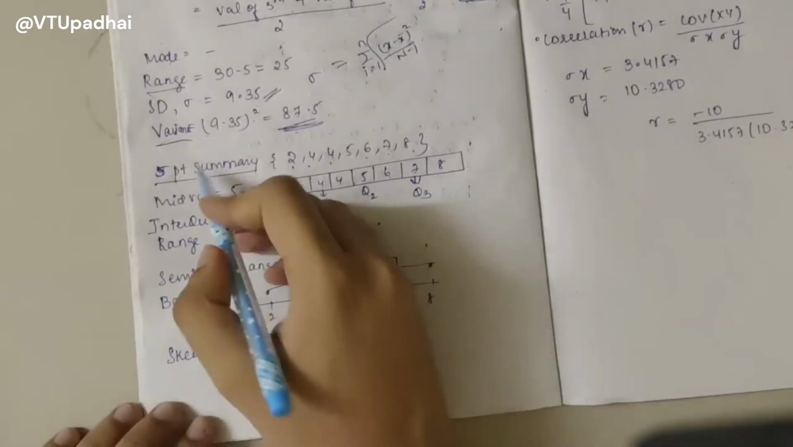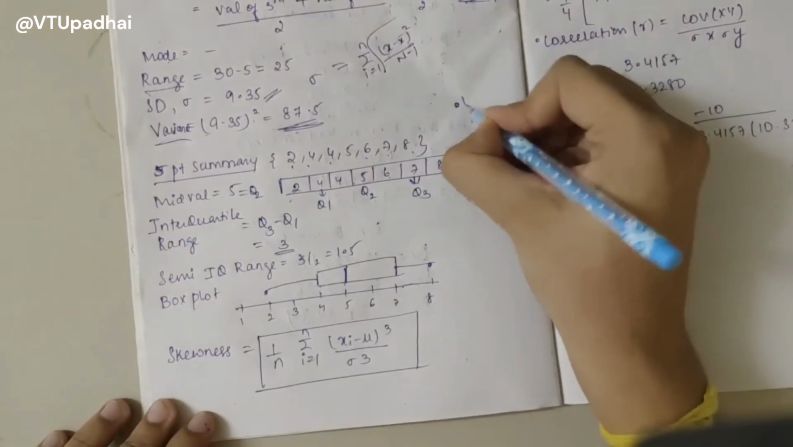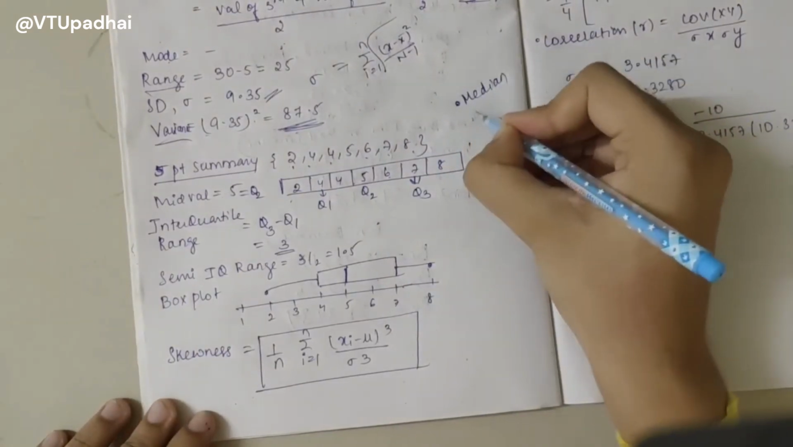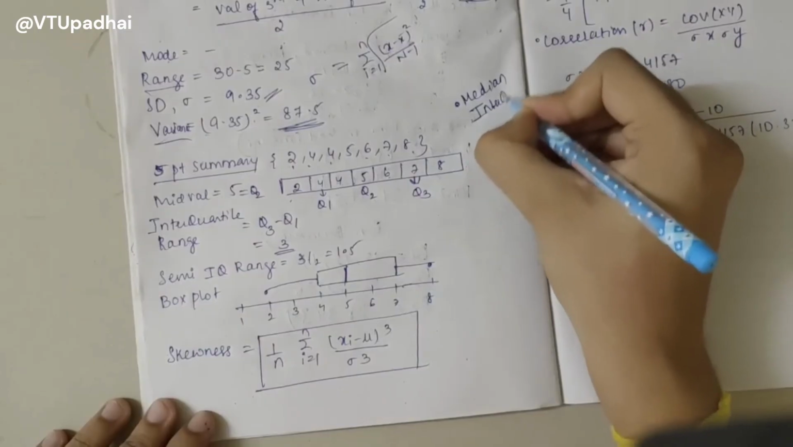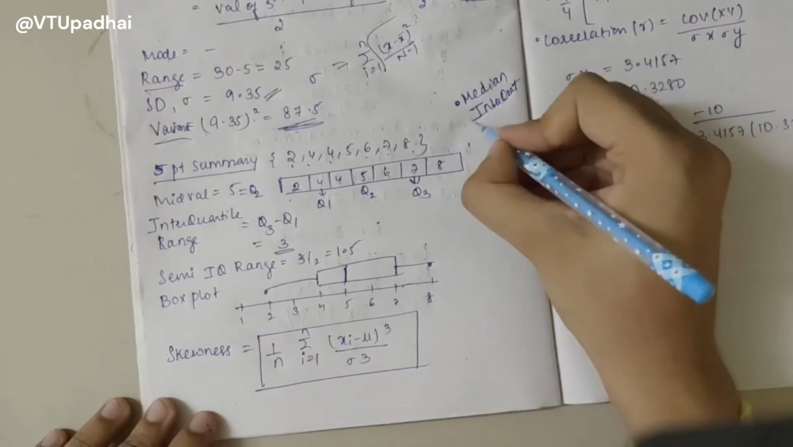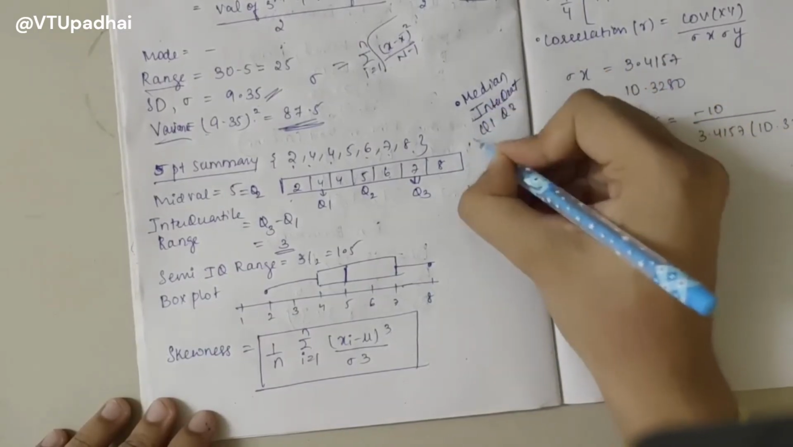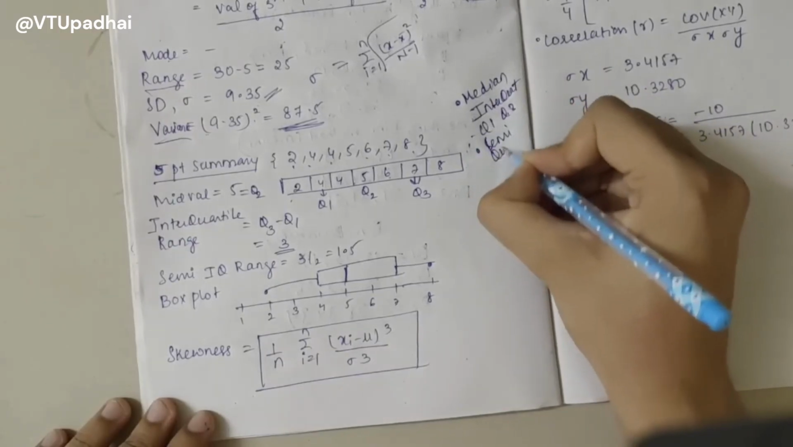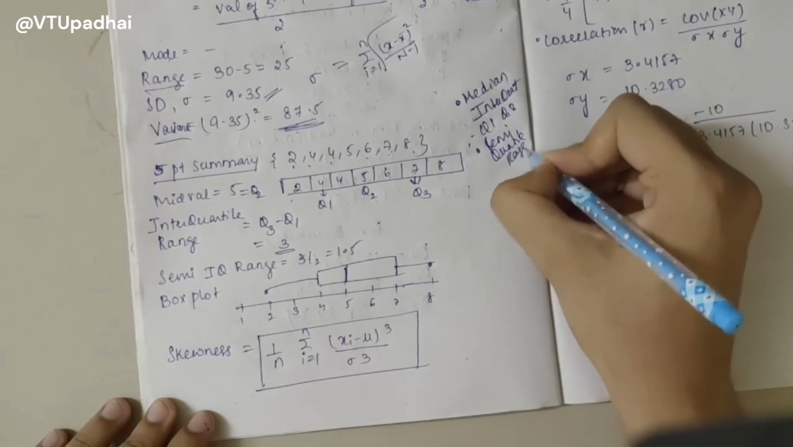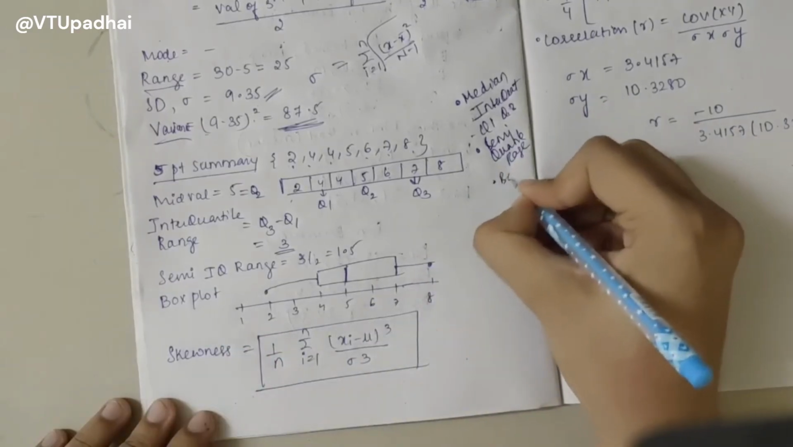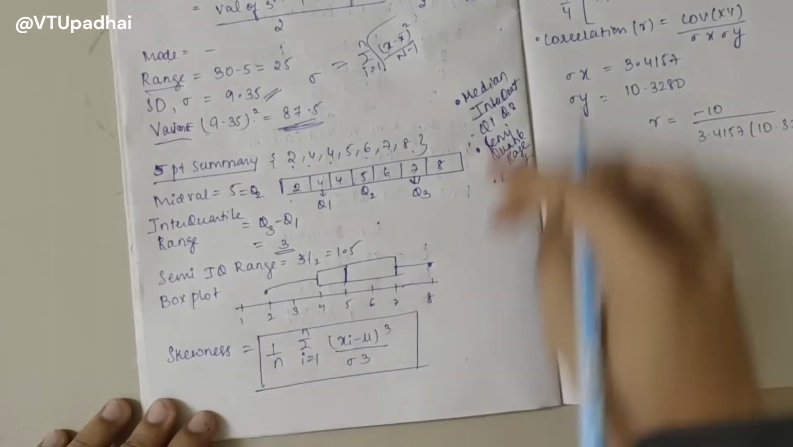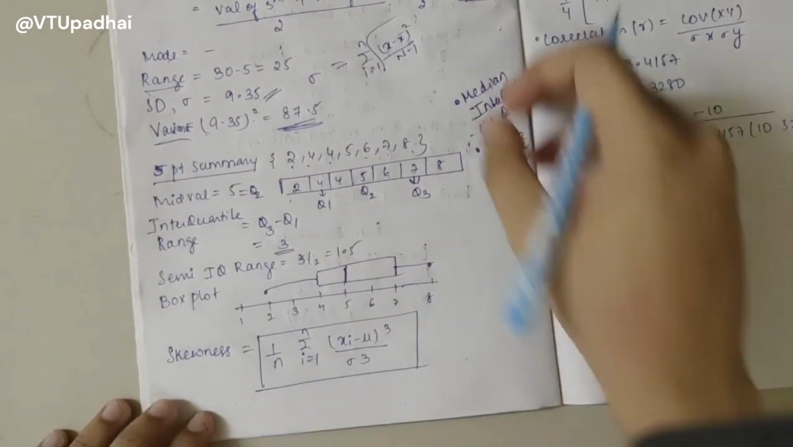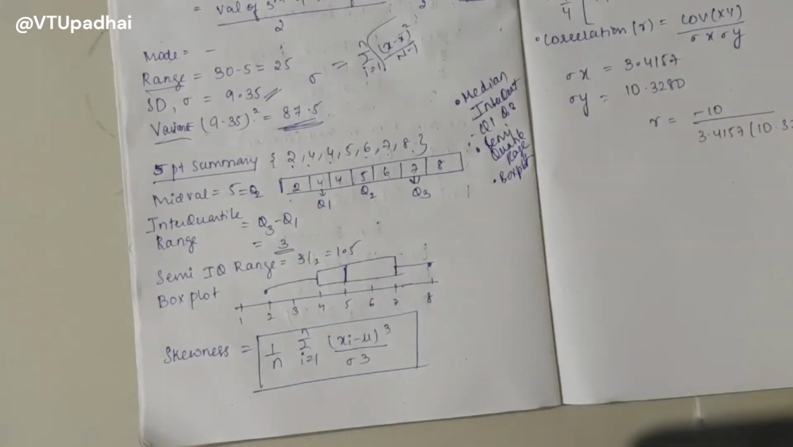Then we have the 5-point summary. The 5-point summary comprises the median and then the interquartile range. In the interquartile range, I have Q1 and Q3. So Q1, Q2 and Q3. Then I have the semi-quartile range and then the box plot. So drawing and formulating all these would come under the 5-point summary.